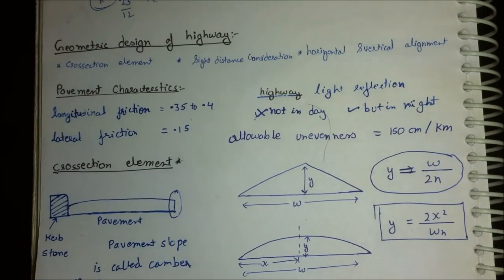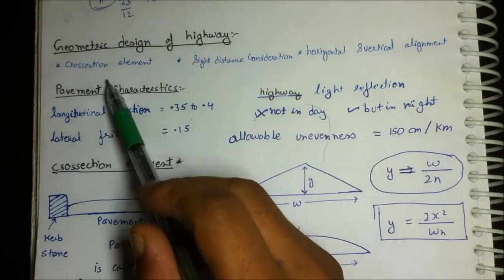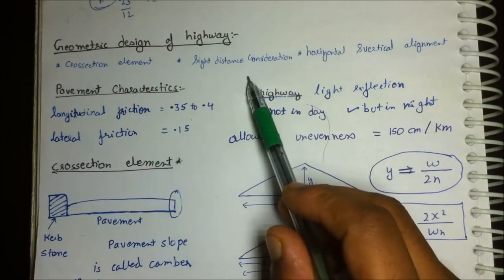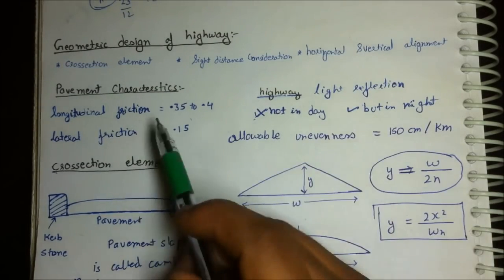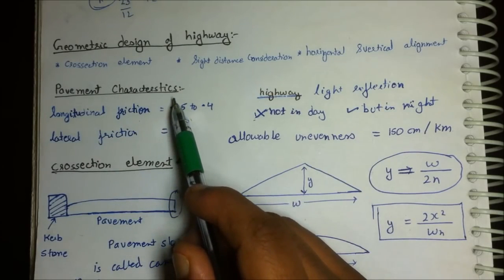Now after engineering survey, we are coming up to geometric design of highway, in which cross-section element, side distance consideration and horizontal and vertical alignment are supposed to be designed. The first thing to be considered is pavement characteristics.